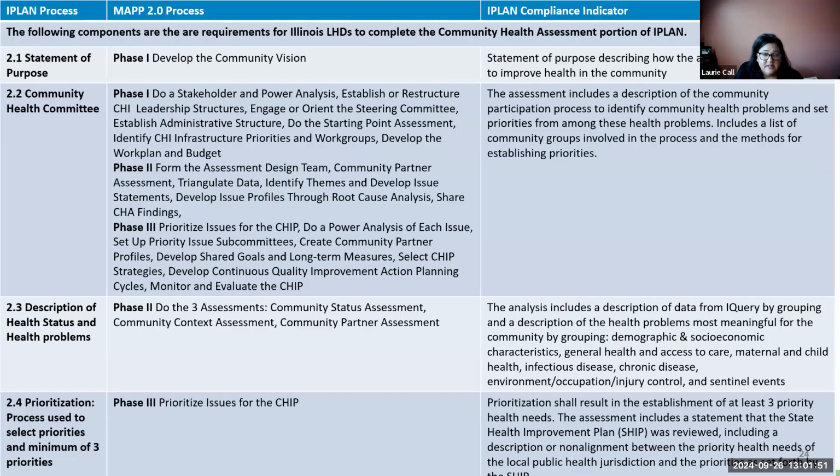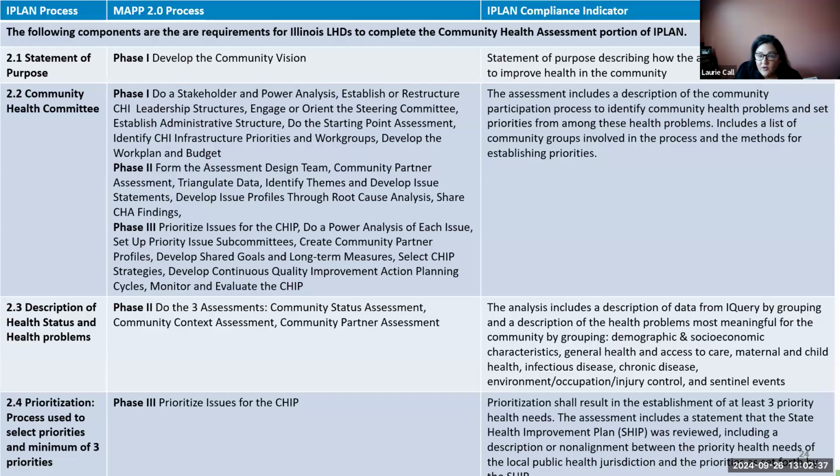And I've also included this crosswalk that shows in the first column the high level IPLAN process. The second column is where there are activities that are similar to that throughout the MAPP process. So it may not be in the community health assessment. It may be in the community health assessment and the community health improvement plan portion, or in the building the foundation. It could be in any phases of MAPP. And then the third column here is what that IPLAN substantial compliance indicator is. So what you are required to show where it's at and what page number it's on when you submit that to IDPH. So it's easy to find.